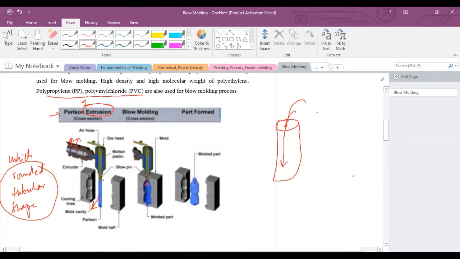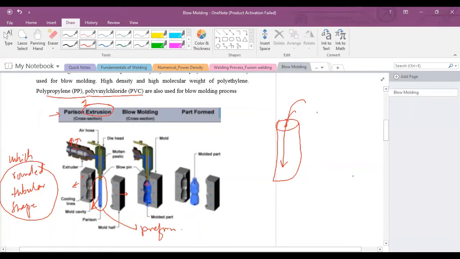After the first stage, this parison, which is also called the preform, is injected into the final die, and the final die has two cavities. One cavity is in the first part, another cavity in the second part. When we join these two molds, the final product will form, and the final product has the same shape as the mold cavity. Inside this mold there are some bores which are used for cooling purposes. The water will circulate inside the mold through these cooling bores to maintain the temperature of the mold.